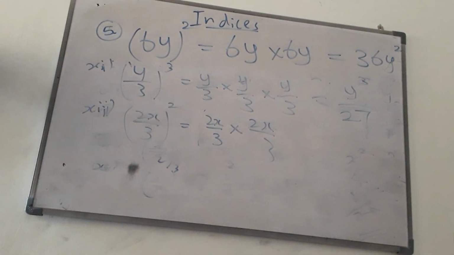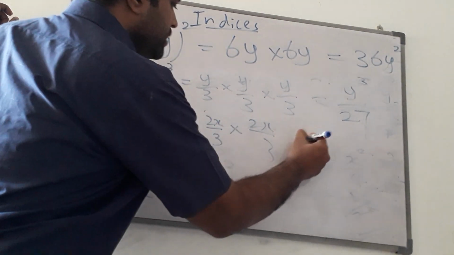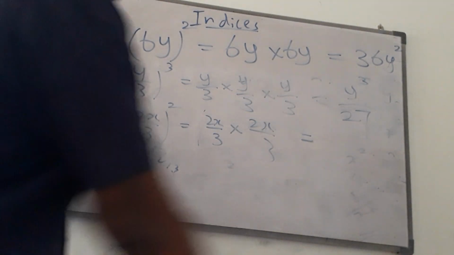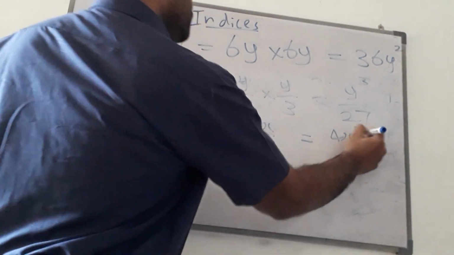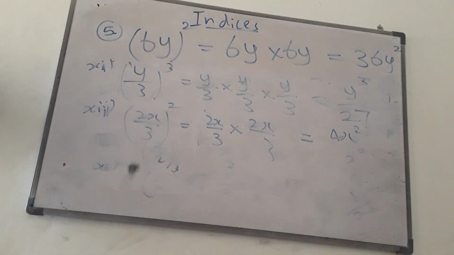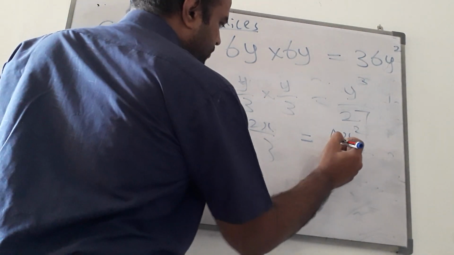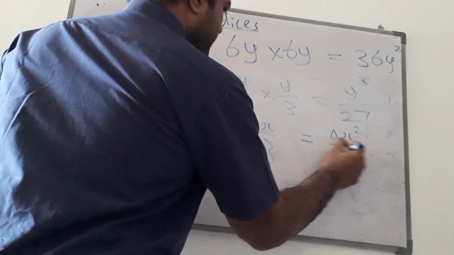Squared means you have to multiply 2x over 3 times 2x over 3. Hence 2x times 2x means 4x squared: 2 times 2 is 4, x times x means x squared. So 2x times 2x means 4x squared, or 4x to the power 2. 3 times 3 means 9.